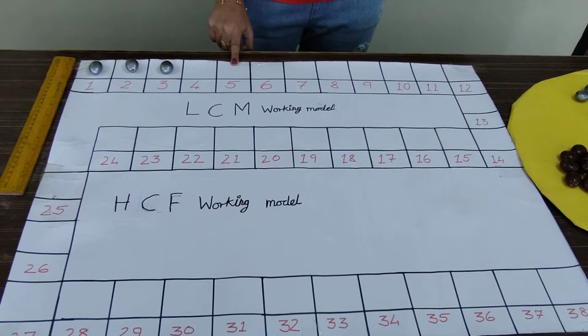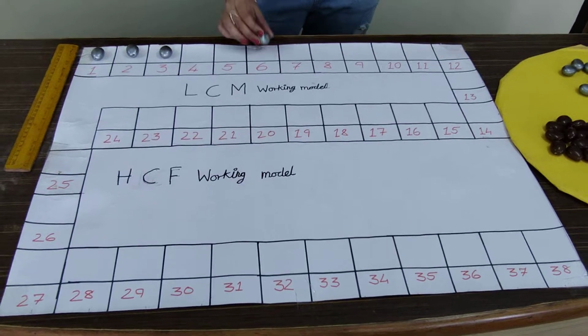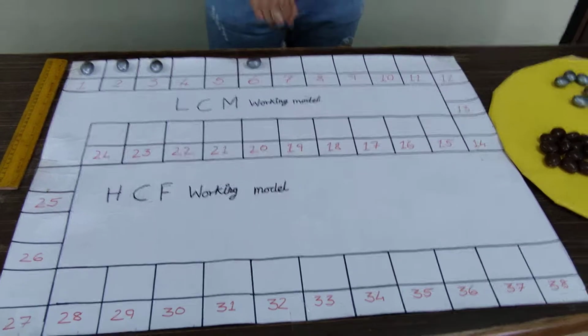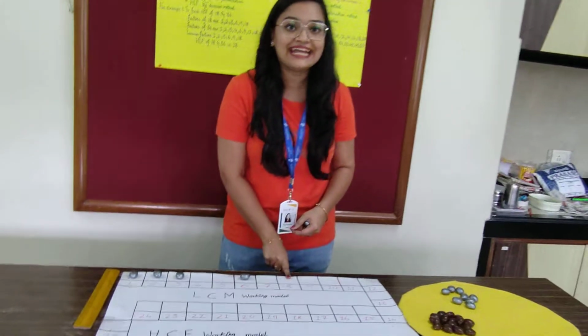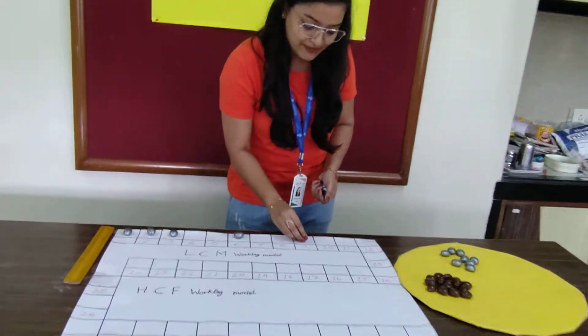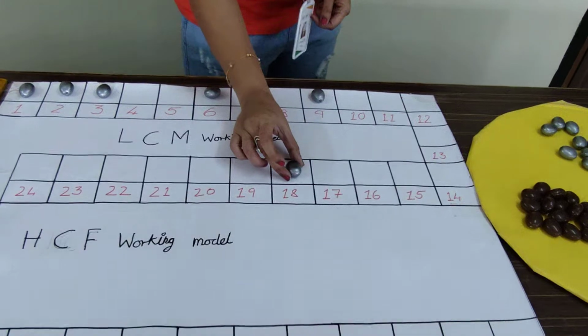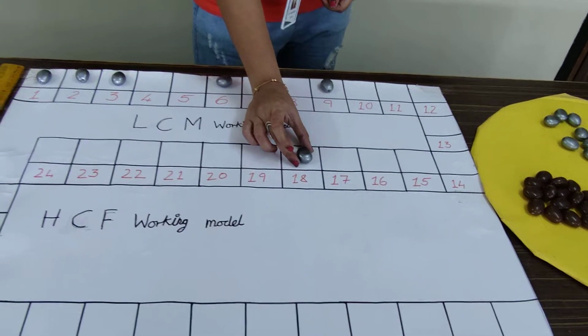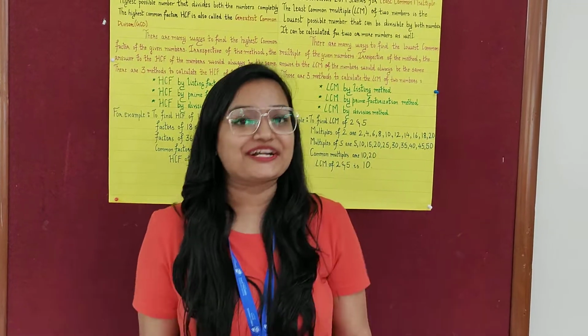Is 5 a factor of 18? No. Is 6 a factor of 18? Yes. So I am keeping one pebble over here. Is 7 a factor of 18? No. Is 8 a factor of 18? No. Is 9 a factor of 18? Yes. So let's keep one pebble over here. And the next factor of 18 is the number 18 itself. So we are done with the factors of 18.